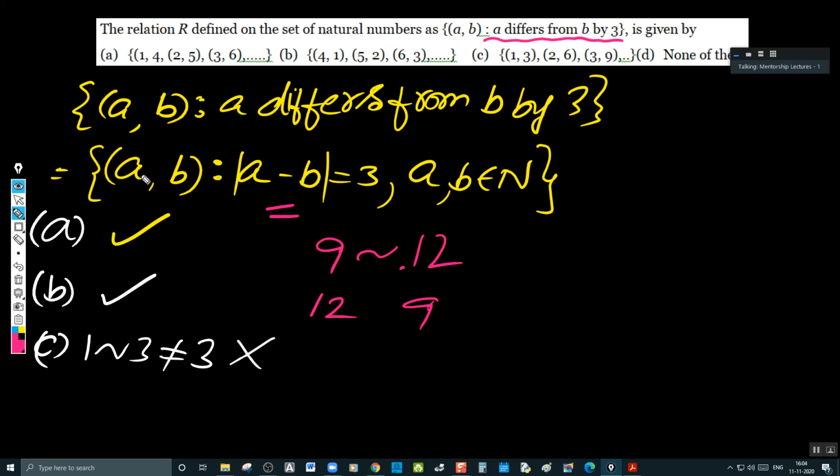So I think he must have taken B minus A. If B minus A taken, then it is first option correct. If A minus B taken, then second option correct. I hope you understand what I'm saying.